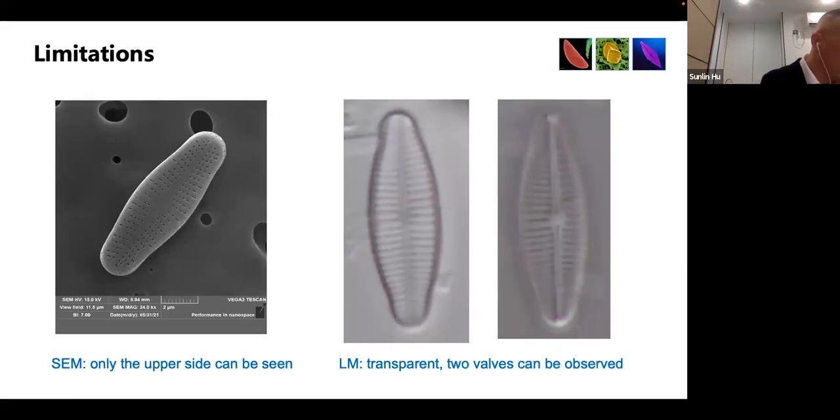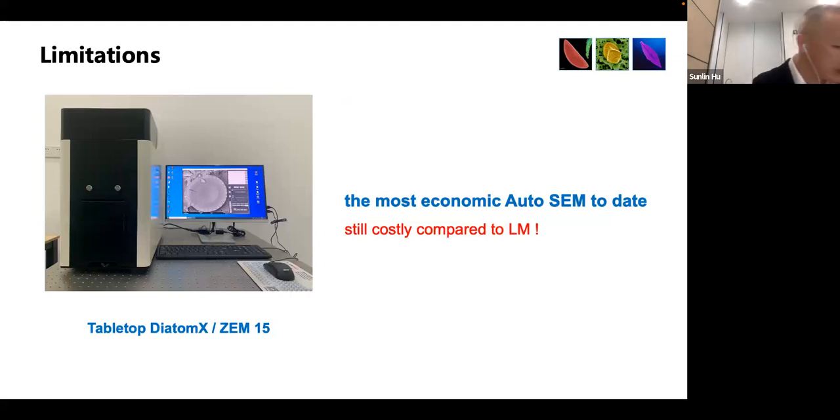There are limitations for this method in casework. Firstly, only the upside can be seen. In comparison, the frustule is transparent to LM. Both valves can be observed, which is critical for diatom classification. Second, even the most economic tabletop SEM costs at least $60,000 US. Although SEM is still expensive.